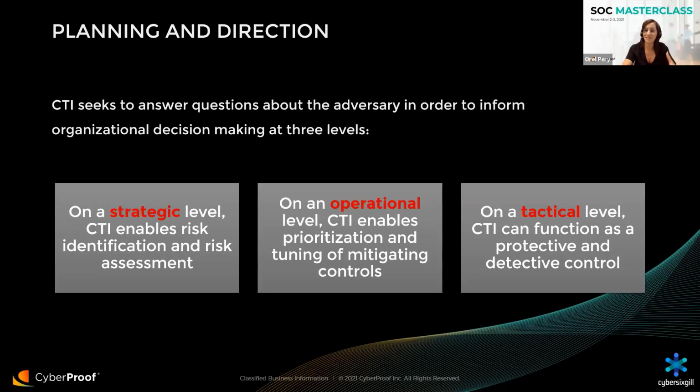Then we have the third level, which is tactical intelligence. Tactical intelligence can function as a protective and detective control. And what does it mean? It means that this level of intelligence aims to automate intelligence data and integrate it into security teams. If the strategic and operational threat intelligence are more aimed at other teams or decision makers, here we want to feed and use intelligence for security systems. We want to make it automated. We want to make the intelligence flow into our controls.